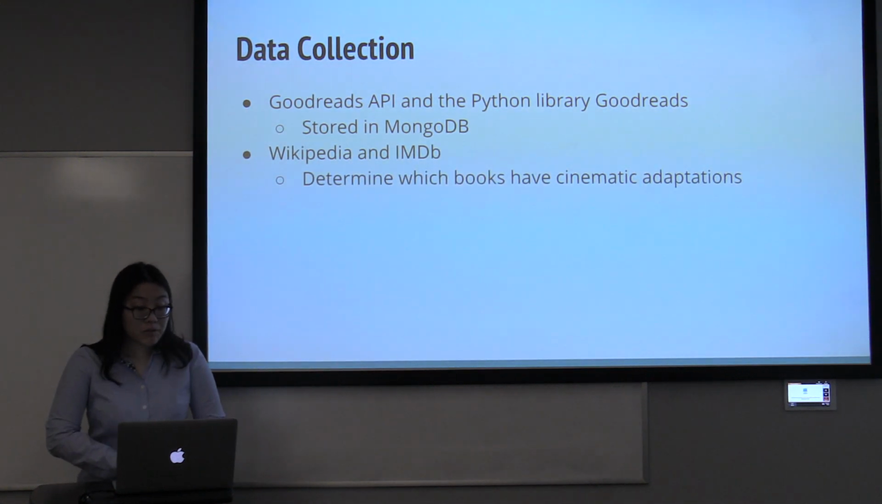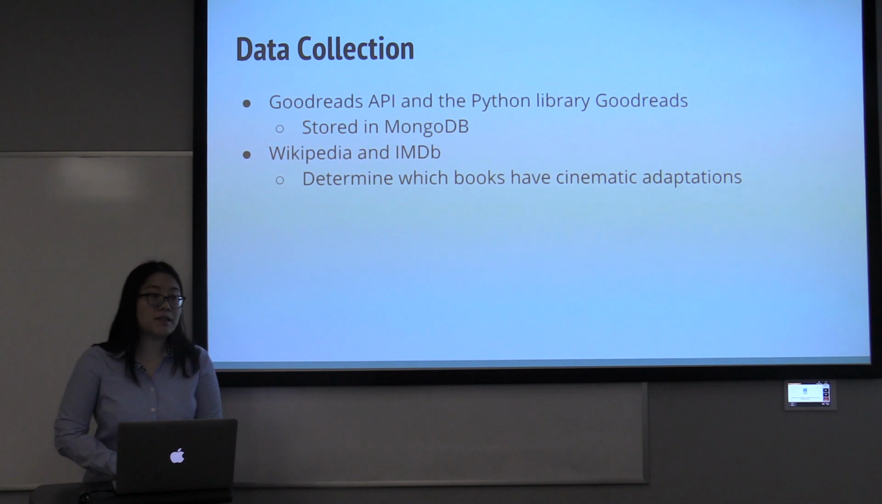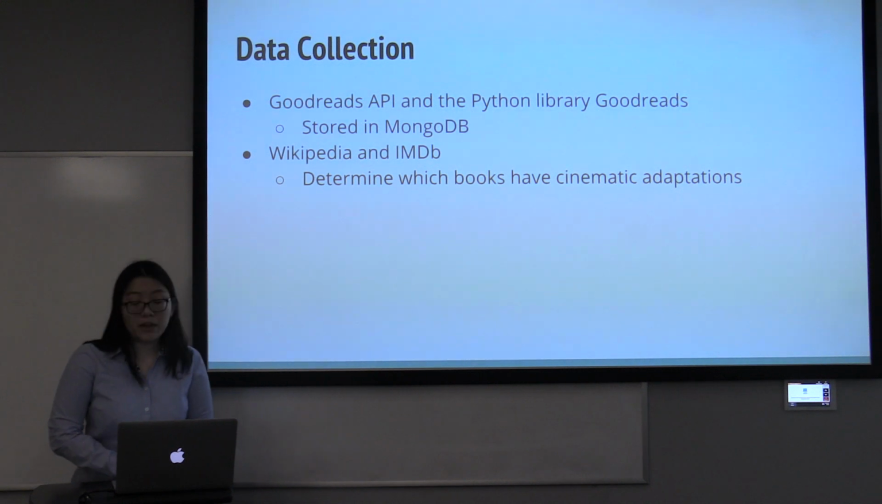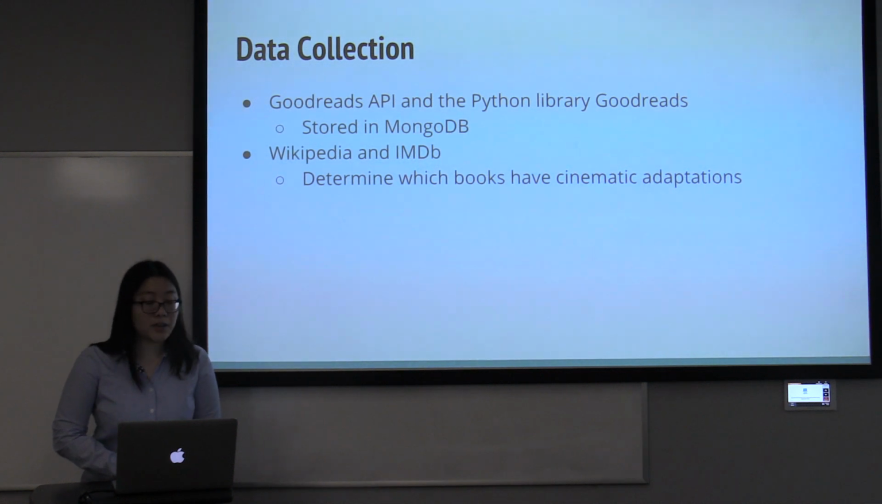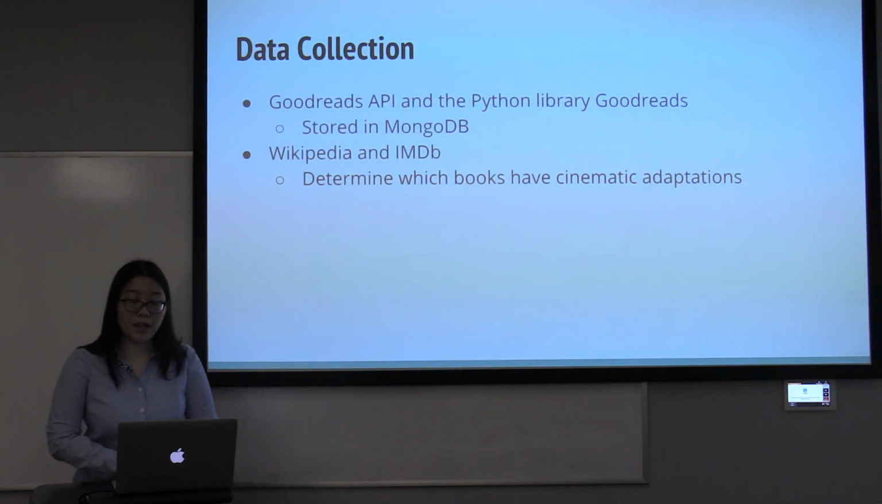My data was collected through a Python interface for the Goodreads API. I accessed about 25,000 books and their corresponding authors and stored it all in a Mongo database. I relied on scraping Wikipedia and the Internet Movie Database websites to determine which books have cinematic adaptations.